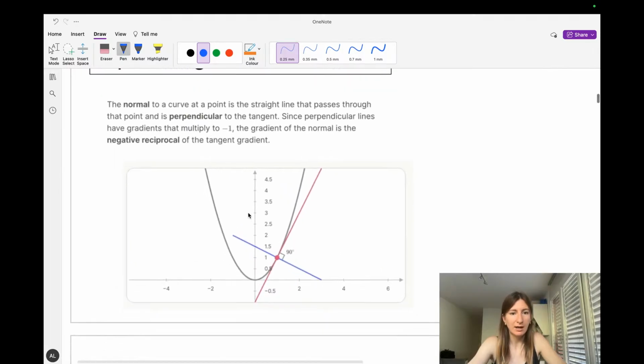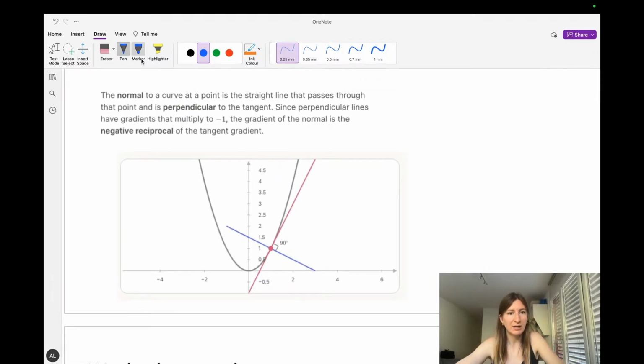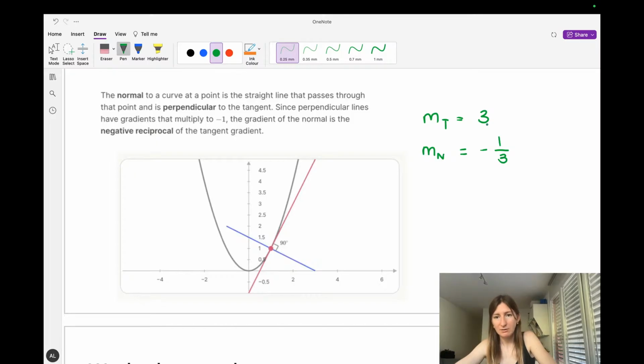So normals are perpendicular lines to your tangents. So see this here, that was our tangent line, and if we take the normal line, it's going perpendicular, making that right angle. So the important thing to note here, really the only difference for these, is if the gradient of your tangent is something like 3, then the gradient of your normal will be -1/3. So we've added a negative and we flipped it on its head. So that was 3 divided by 1. All numbers are divided by 1 if we want to turn them into fractions. You just got to flip it around.